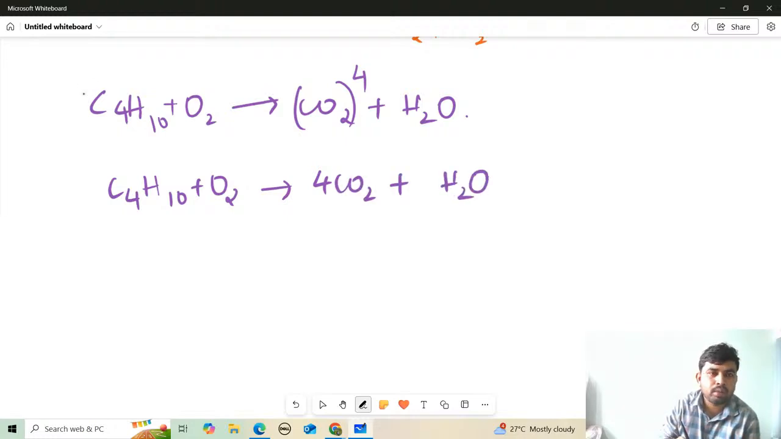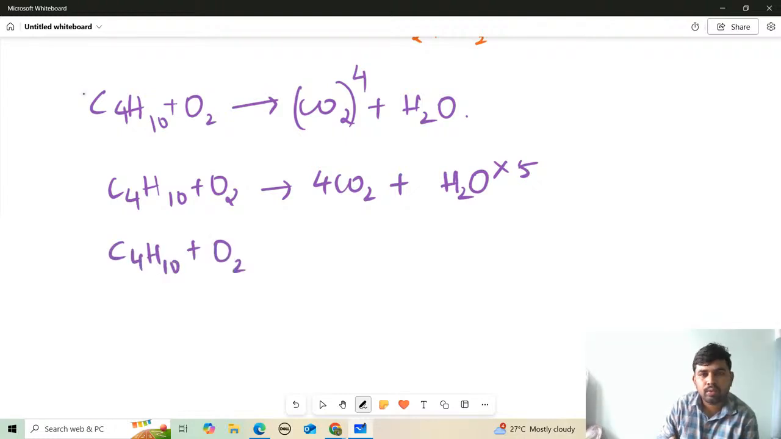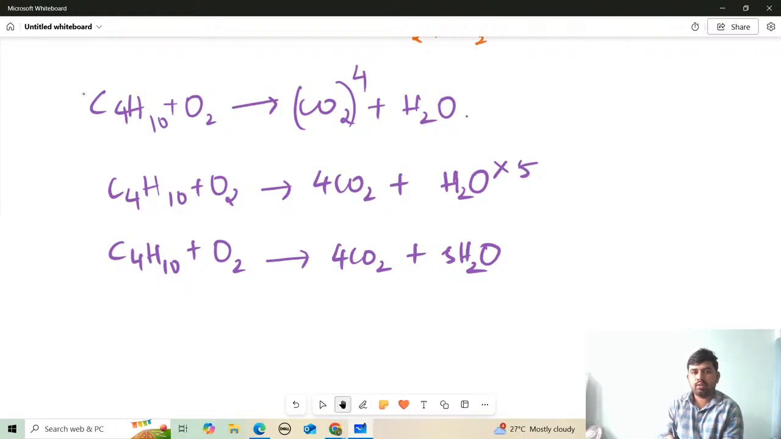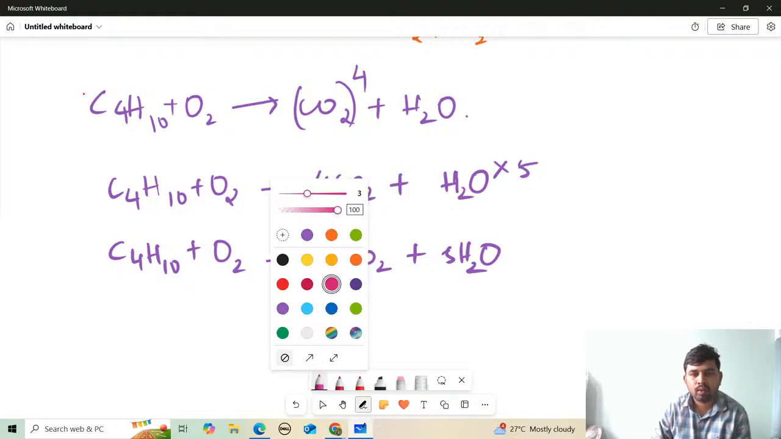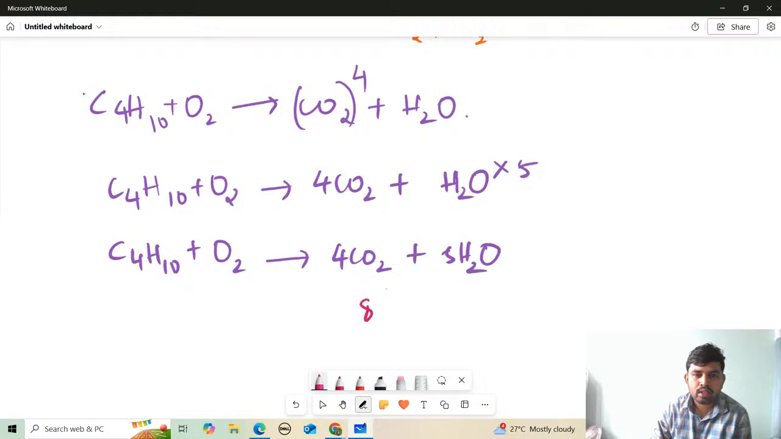We balanced the carbon here. So there are 10 hydrogens, here 2 are there. So I'll multiply with 5 here. So I'll get C4H10 plus O2 gives rise to 4CO2 plus 5H2O. Now we balanced carbon and hydrogen. So how many oxygens are there? Here 4 twos are 8 oxygens, and here 5. 8 plus 5, we get 13.